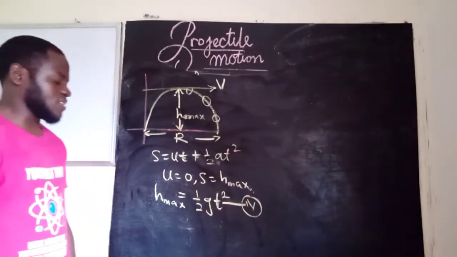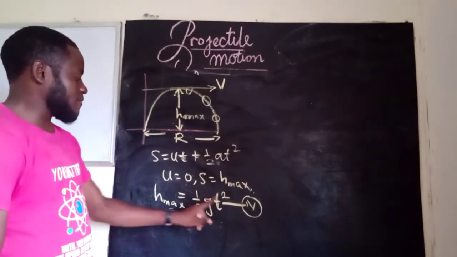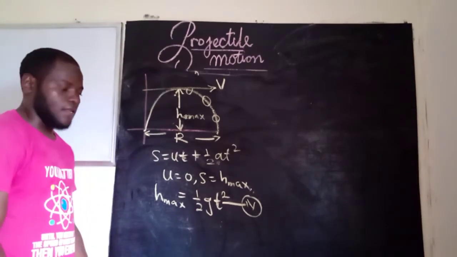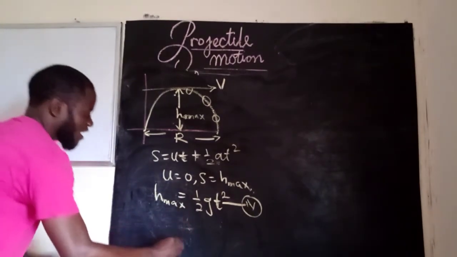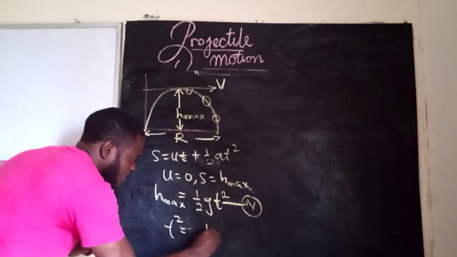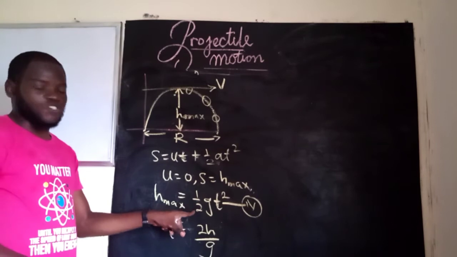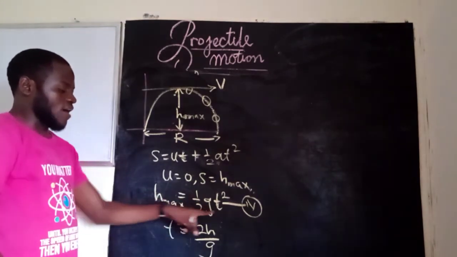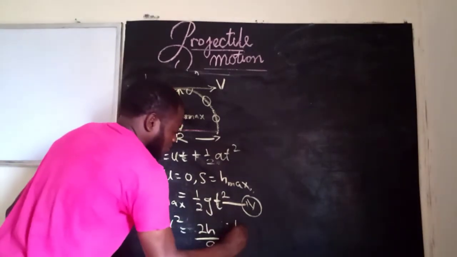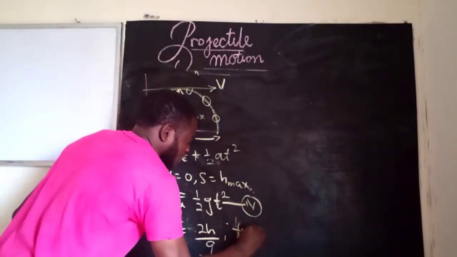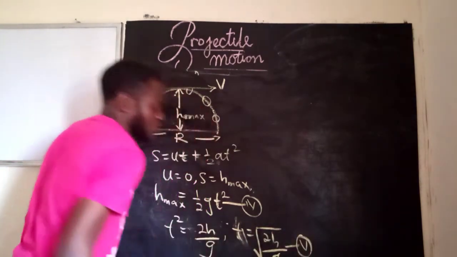Okay, class, let us now determine the time it takes the body to get to that point. From here now, we can make t the subject of the formula, isn't it? So I can say t squared is 2h over g. When you multiply both sides by 2, it's going to cancel these 2 here, and this one will become 2h. If you divide both sides by g, t squared will stand on its own. Hence, t is the square root of 2h over g, and this is equation 5.